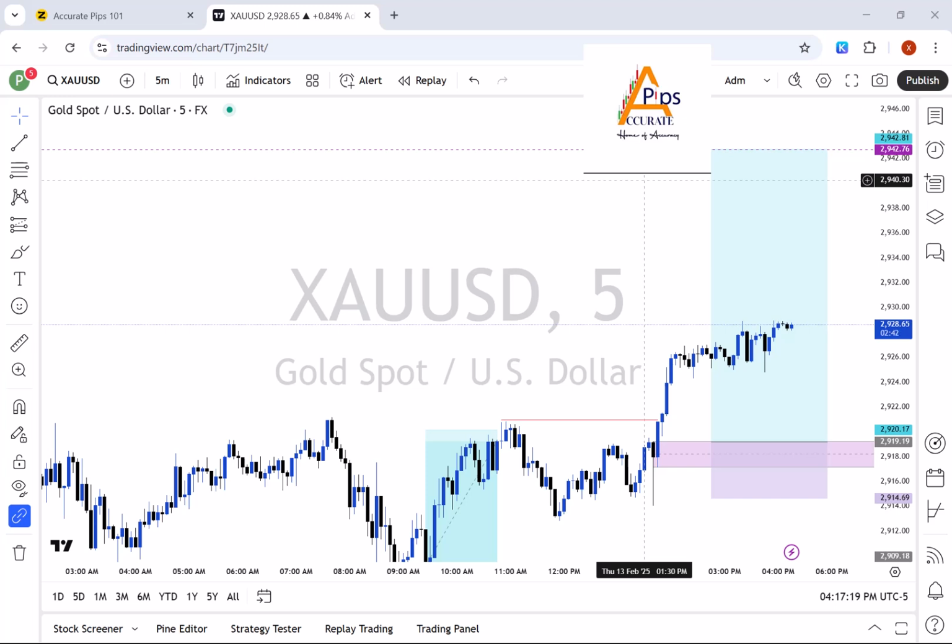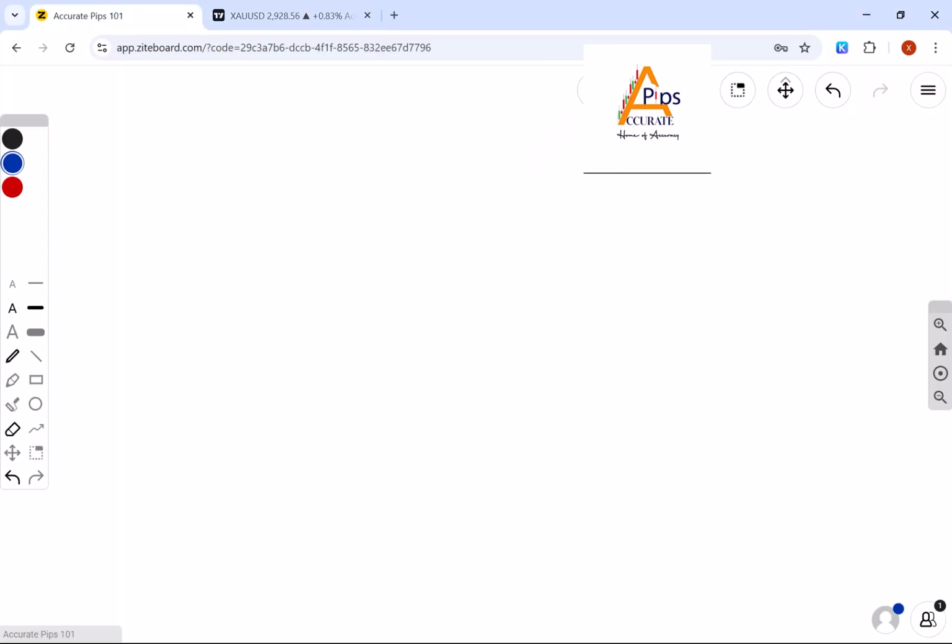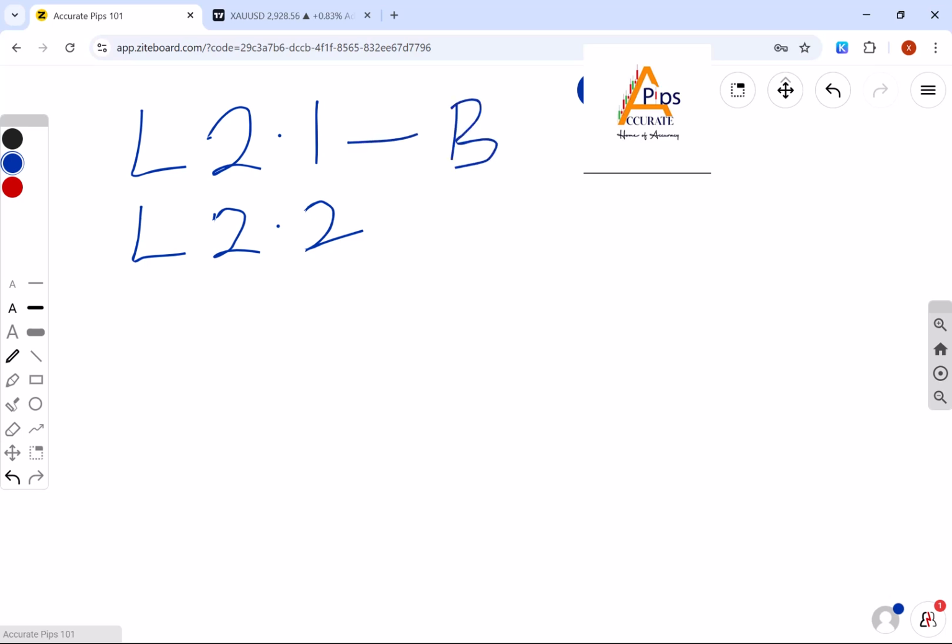And in lesson 2, we'll be looking at the terminologies that we are going to be using throughout the lessons. I divide lesson 2 into two parts: lesson 2.1 and lesson 2.2. Lesson 2.1 will be the basic terminologies, and 2.2 will be the advanced terminologies.